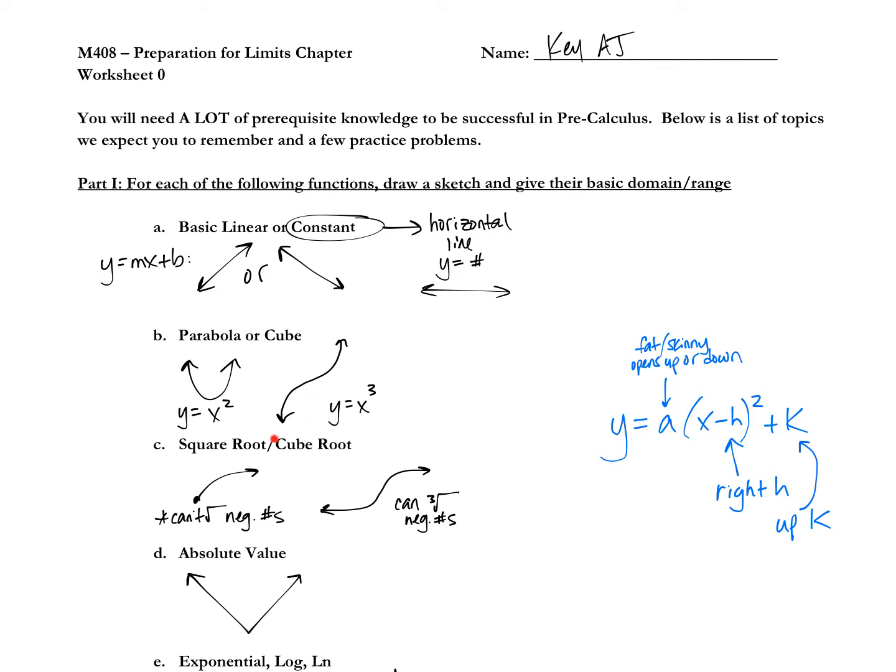Also, the cube root function. It's kind of the inverse of this. If you remember inverses from Algebra 2, it has that same shape, except it's reflected along the line y equals x. So it looks like a snake also, but it is more horizontal than it is vertical. Okay, so you can cube root negative numbers. That's why there are arrows on both sides. The absolute value is a V.